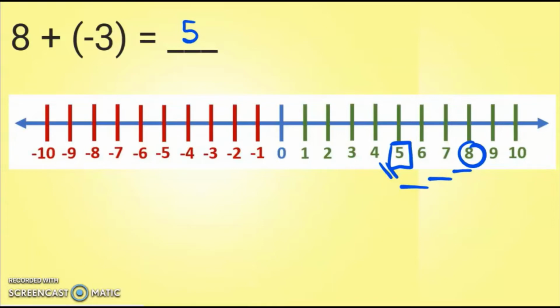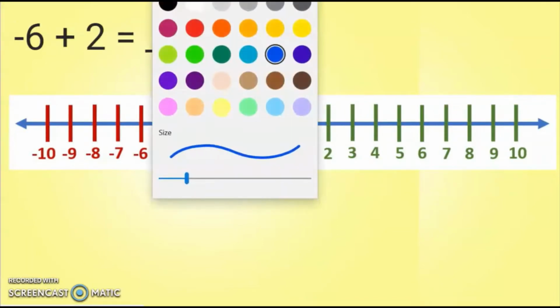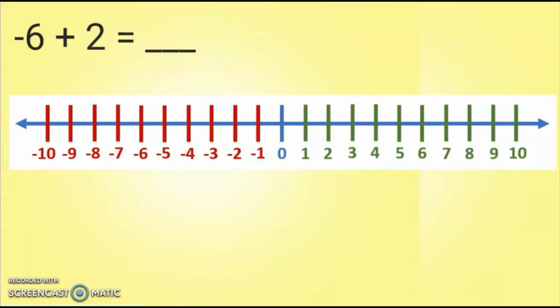Let's have our next example. So here we have negative 6 plus 2. So we start with negative 6. And then we make 2 steps to the right. 1, 2. We land at negative 4. Negative 6 plus a positive 2 is negative 4.